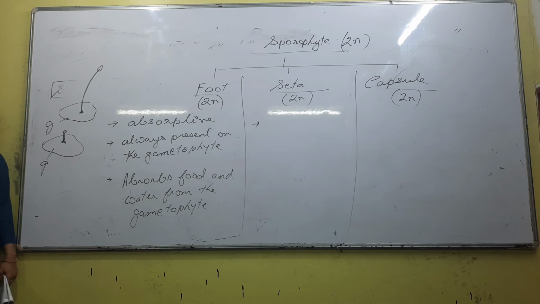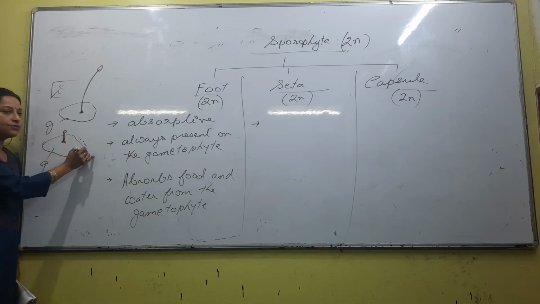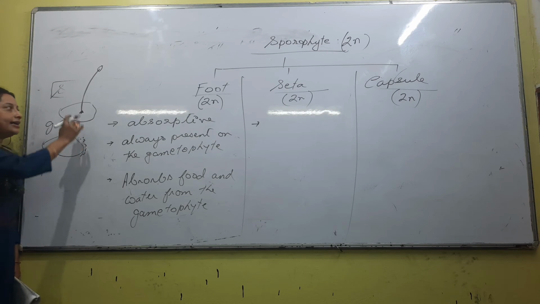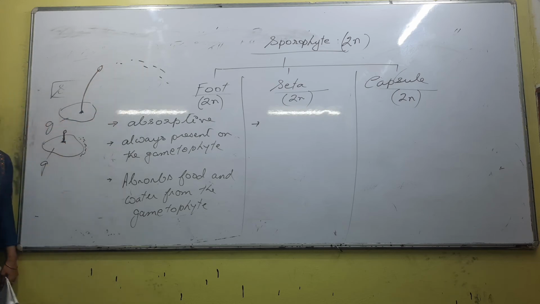Where are the spores? Inside the capsule. When the capsule bursts, the spores will be dispersed, right? If the seta is short, where will the spores be dispersed? In and around. If the seta is long, where will the spores be dispersed? This is a cut, right? So what is the main function of the seta?